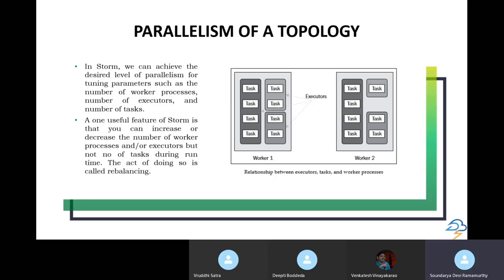And if there are two executors in two worker processes, in each worker process we can have a different number of tasks. So it is user defined to define the desired level of parallelism. By tuning the number of executors or worker processes, we can decide what parallelism is needed. One very advantageous feature of Storm is that we can change the number of workers or executors even during runtime. If we feel that it is very slow, we can add more worker processes or executors even during runtime, but we can't change the number of tasks inside the executor during runtime.